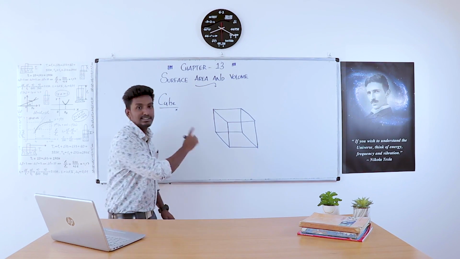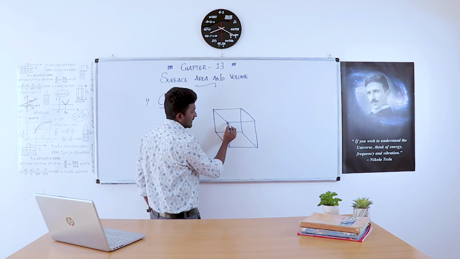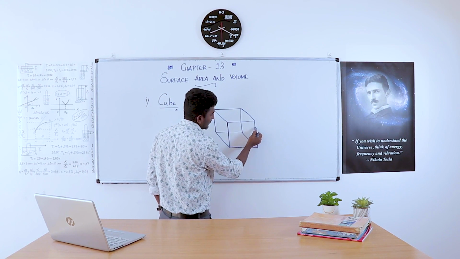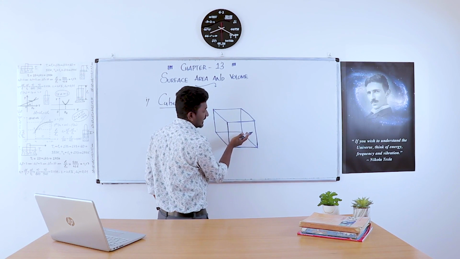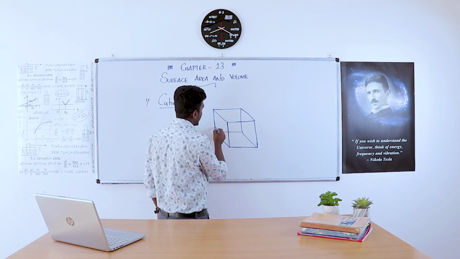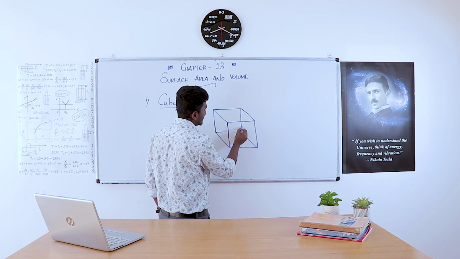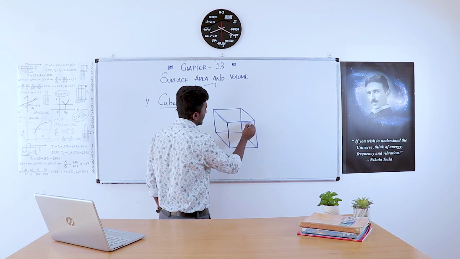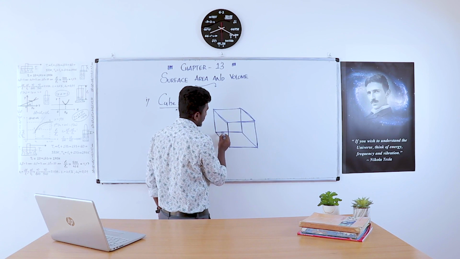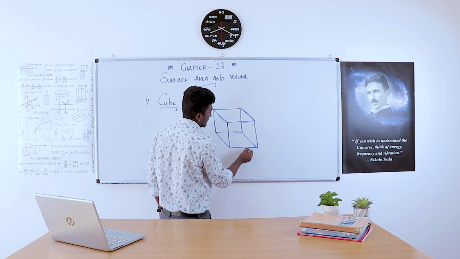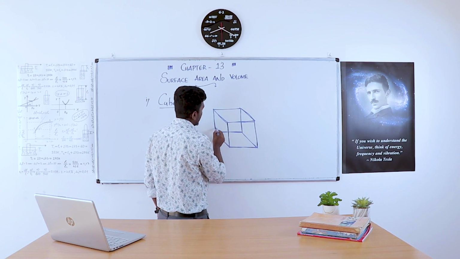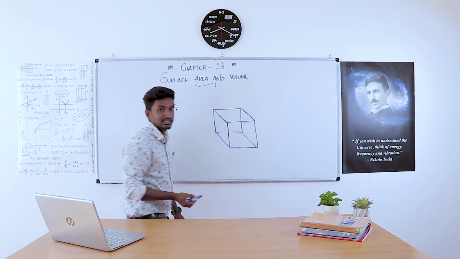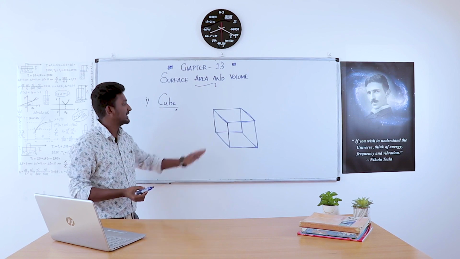Look here, this is a cube and this cube has faces. This is the first face, and on the back side of the same we have another one. This is the second, and on the top we have the third, and on the bottom the fourth, and on the left side the fifth, and on the right side the sixth. So 6 faces are there for this cube.